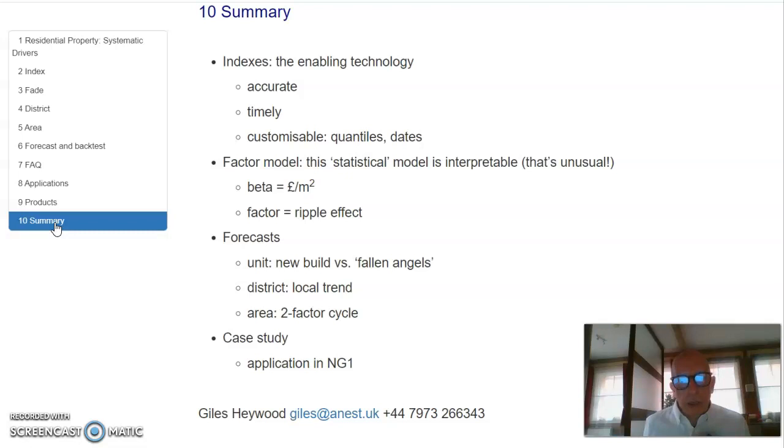Forecasts: we can drill down to the building level and assess new build or fallen angels for value. And at the district level, we've got these long trends. And at the national level for areas, we've got this two-factor cycle, which is the ripple effect quantified. And this has all been illustrated with this case study, and I've applied it with real money in real time here in NG1 with success.